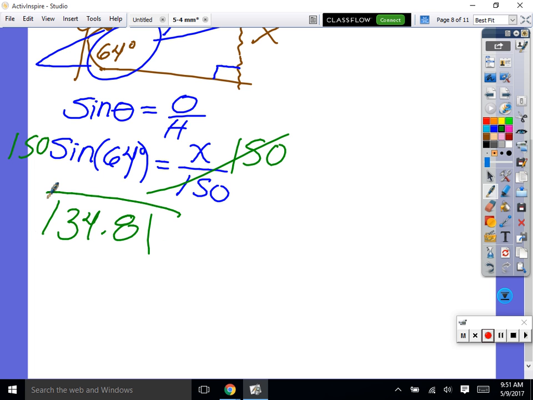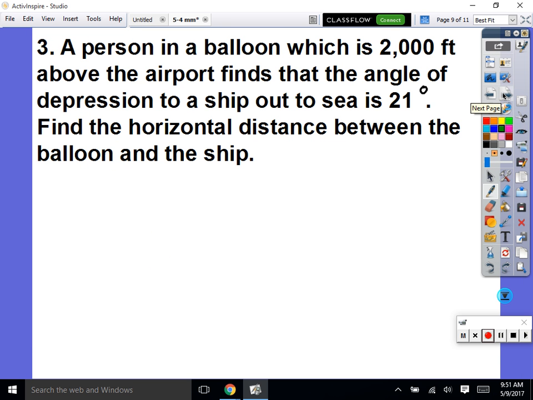So that's how high it is, 134.81 feet up. Okay, we're almost there. That's all you've got to know pretty much.